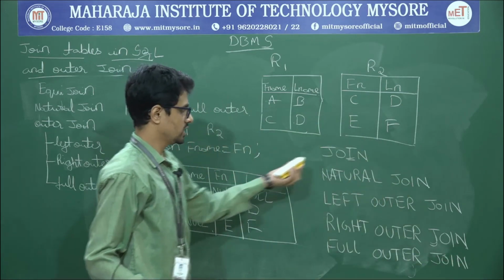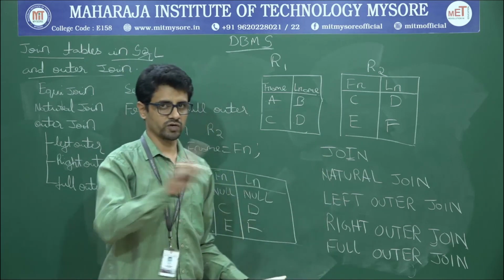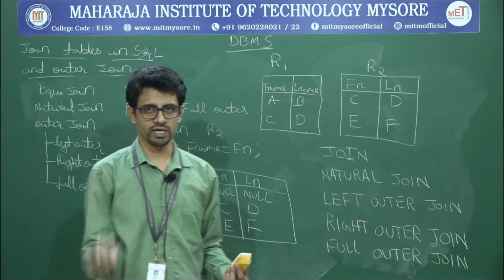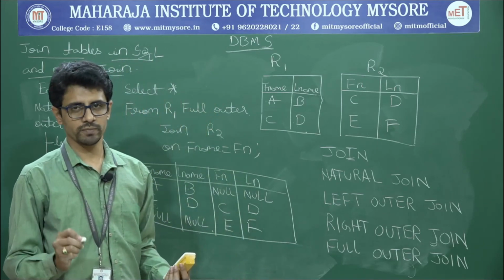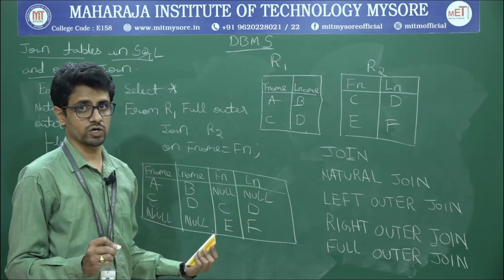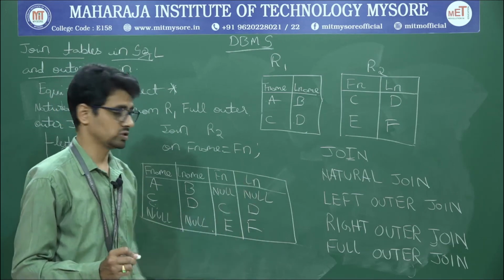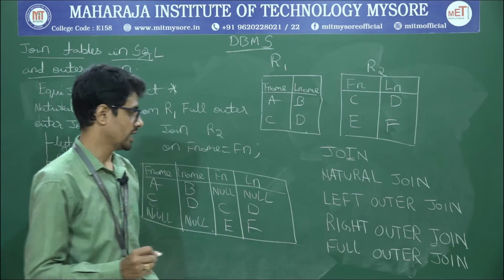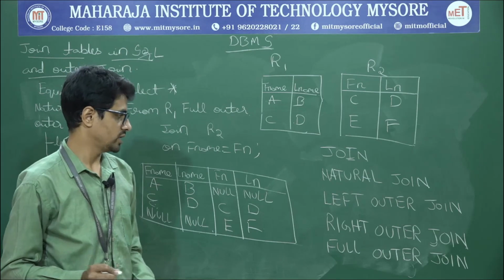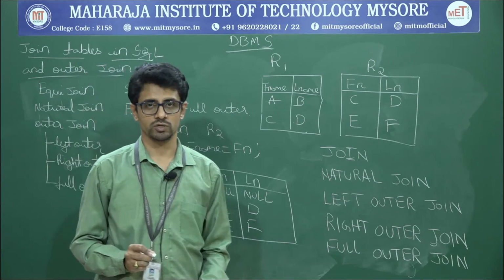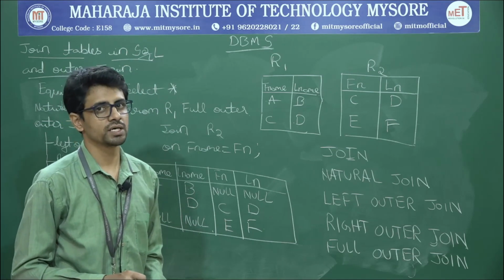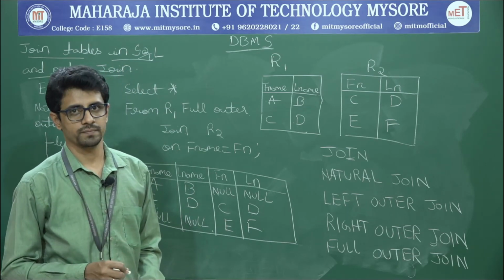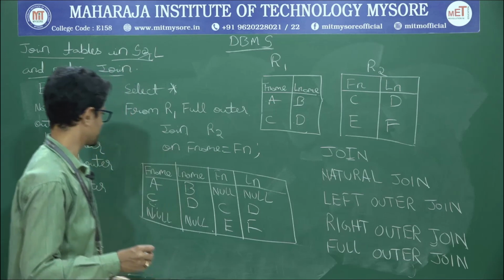So all these joins are used in the from clause, not the where clause. In the where clause we have already learned the equality operator is used. If you want to perform these join operations in the from clause while writing SQL queries, these are the possibilities we have: join, natural join, left outer join, right outer join, and full outer join. Normally outer join conditions are specified in the from clause itself when it comes to SQL.